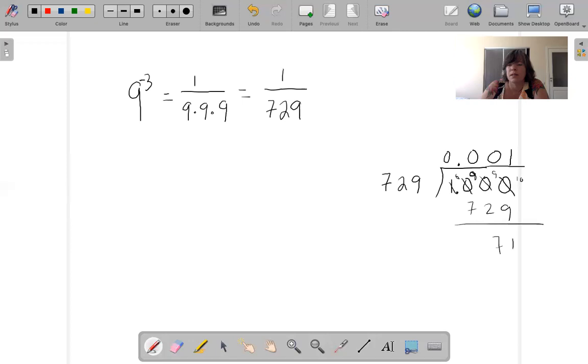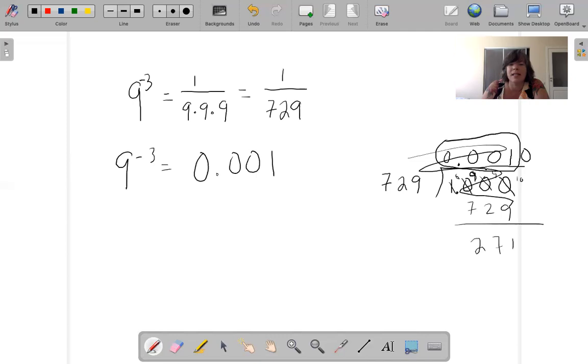It's supposed to be 9 still. 271. How many times will 729 go into 271? 0. So anyway, 9 to the negative third, I'd be okay with you stopping here, is 0.001. That is a teeny, teeny, tiny number.